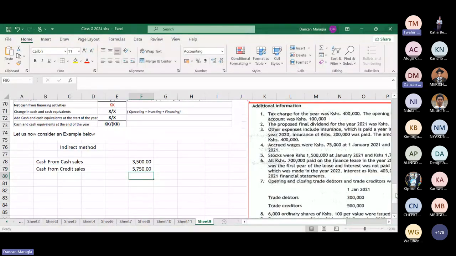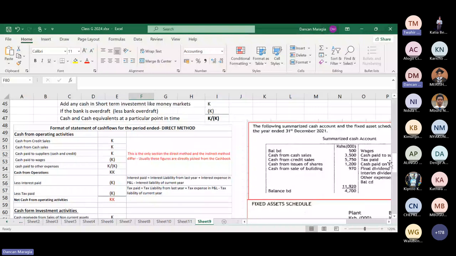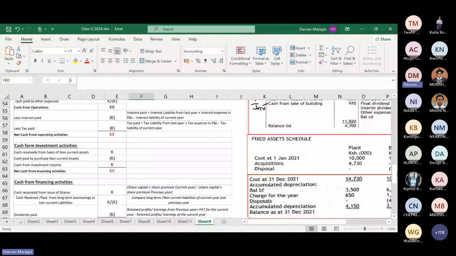In that question, we have cash from issue of shares. Any cash we receive from issue of shares will go to which section: operating, financing, or investing? Financing. So this one will go to financing. Cash from sale of building: investing, because cash received from sale of non-current assets or cash paid to purchase non-current assets is investing activity.